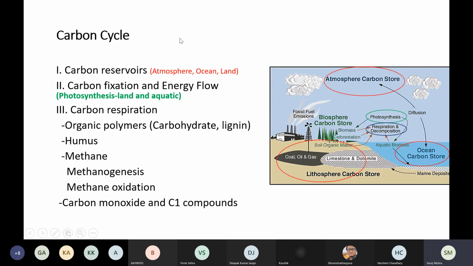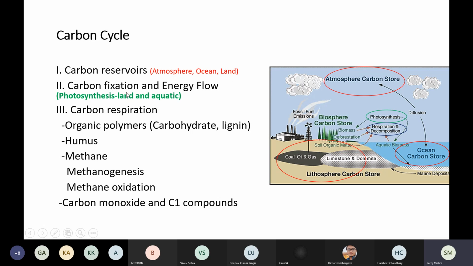Now let's look at, I'll begin with the carbon cycle. Whenever we discuss any cycle, there are three things I'm going to talk about. The first is the natural reservoirs of carbon, where all does carbon occur naturally. We will see that it occurs in the atmosphere, in the oceanic bodies, and in the land, and we will see the form in which the carbon is available.